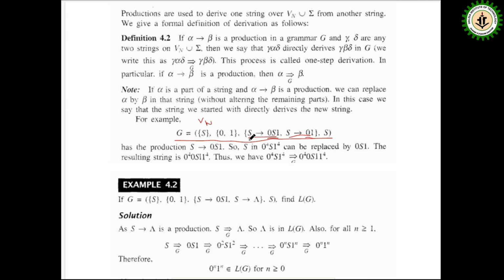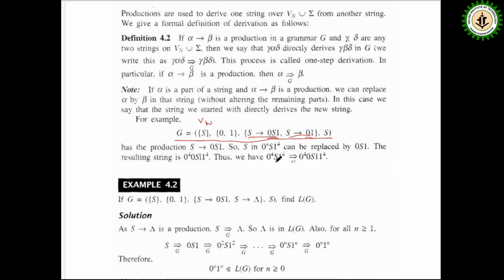If we use the first production, that is S to 0S1, then this S will be replaced by the two productions. We can use any of them. If we use the first production n number of times, this will become 0 to the power n S 1 to the power n. And at the end, we should use the second production to stop the derivation. So further S will be replaced by 01.